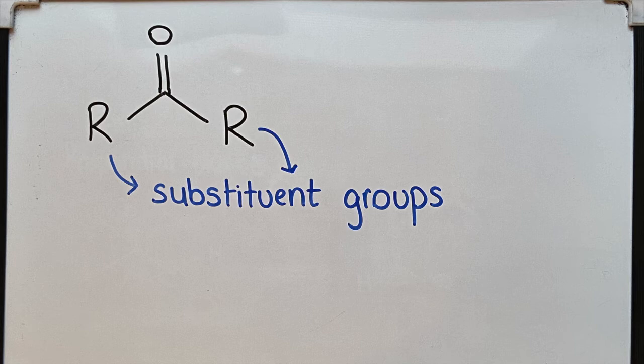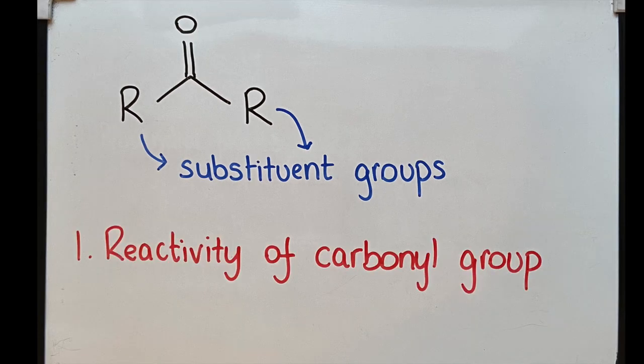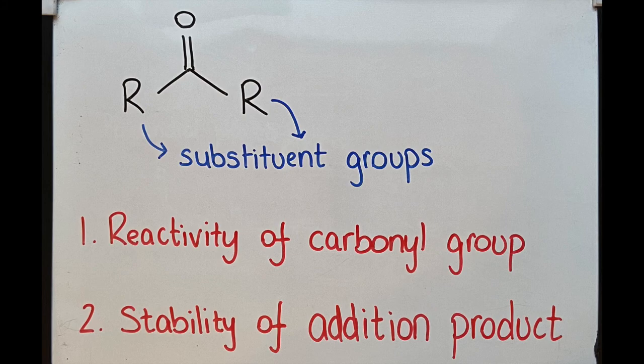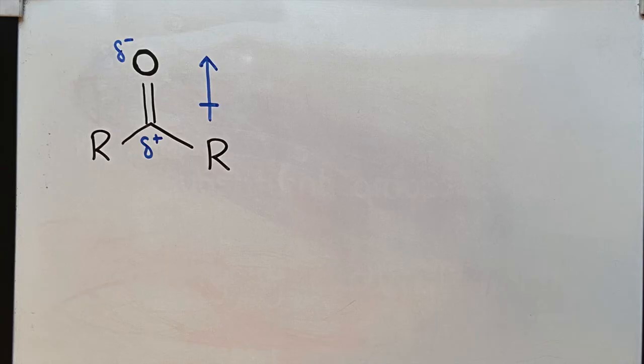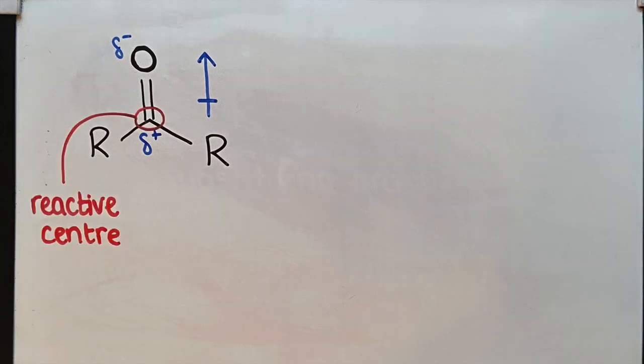This general mechanistic pathway is what we will follow in all of the upcoming reactions in the carbonyl chemistry part of the CH1601 course. The nature of the substituents surrounding the carbonyl group can have an influence on two things: the reactivity of the carbonyl group and the stability of the addition product. Let's start with reactivity. In the carbonyl group, the difference in electronegativity between carbon and oxygen generates a slightly positive charge on the carbon atom. This is the reactive center of the carbonyl group.